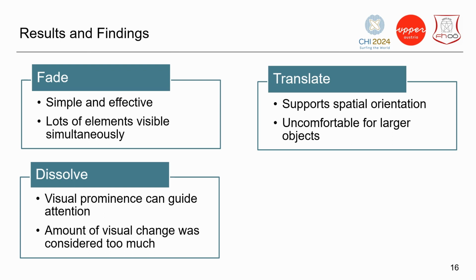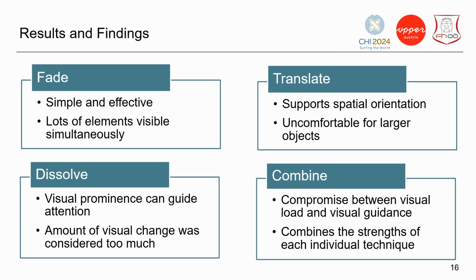With Translate, participants felt that it supports spatial orientation in the target environment and found the incoming objects pleasant. But it was also received as uncomfortable or even threatening, especially when it comes to large flying objects.